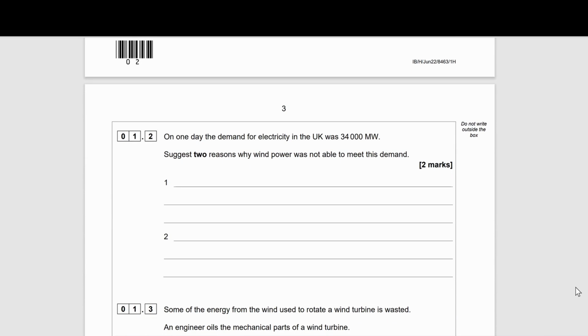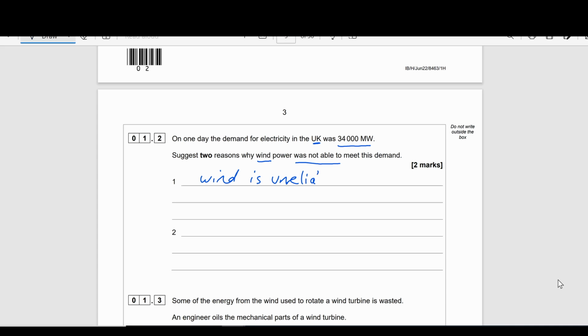1.2. On one day, the demand for electricity in the UK was 34,000 megawatts. Suggest 2 reasons why wind power was not able to meet this demand. So thinking about wind power, it's a renewable energy resource, which is great, but it has its disadvantages. Wind is not always going to be around every day in the UK. So that means that the wind is unreliable. It won't always be there.